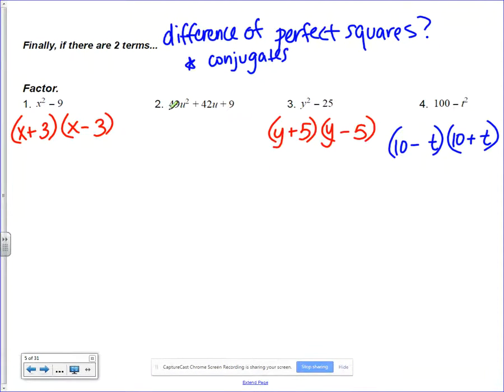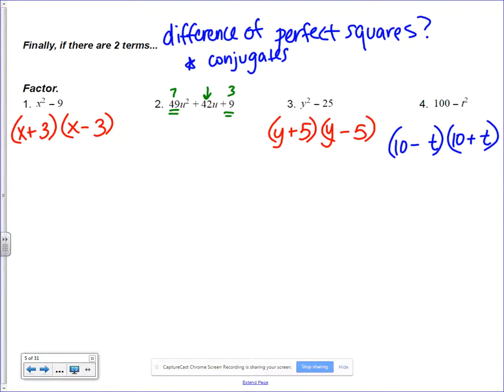Okay, well, I need you to realize something. 49 and 9 are perfect squares. How do you make 49? And how do you make 9? If you multiply 7 and 3, what do you get? If you double 21, what do you get? Check it out. Y'all see that?